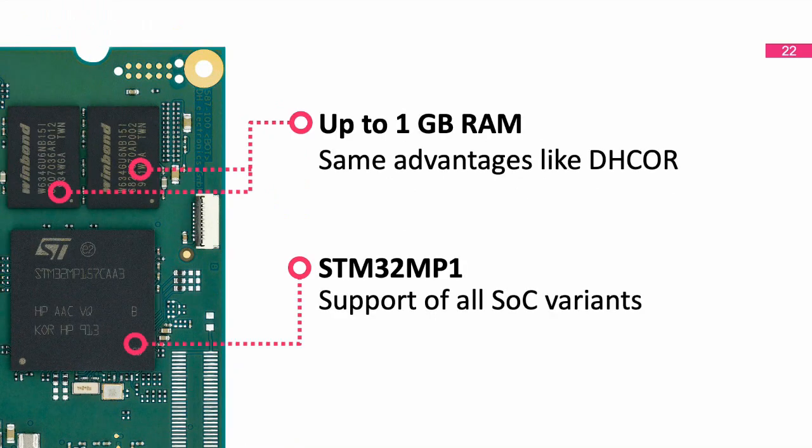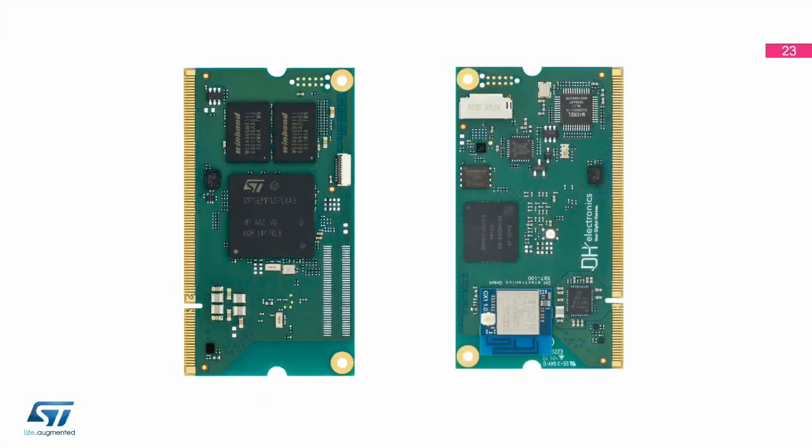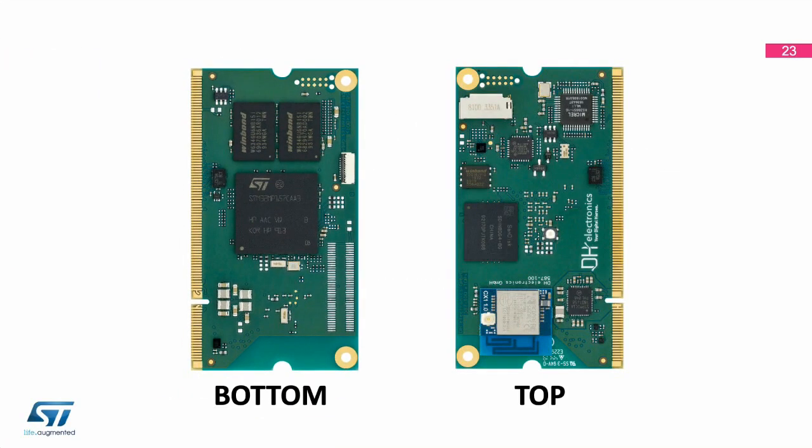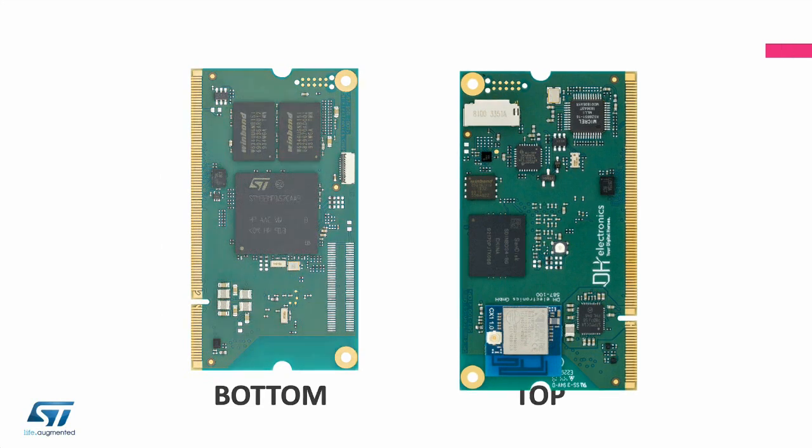Then again, we're also having the same 1 GB of RAM, and here also you see we're using the same 2-chip design, and of course we're achieving the same advantages like we're having on the DH core. And for the CPU itself, we're of course also supporting all the variants which we are supporting on the DH core side too. So this was the bottom side of the board. Let's continue with the top side of it.